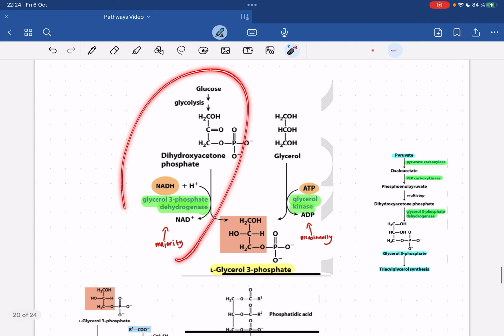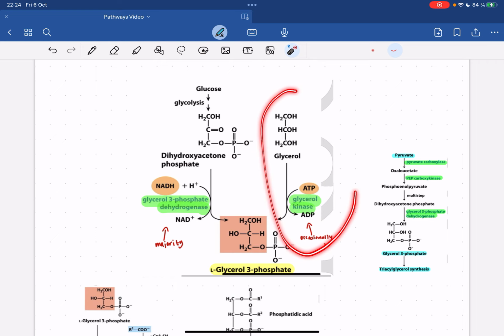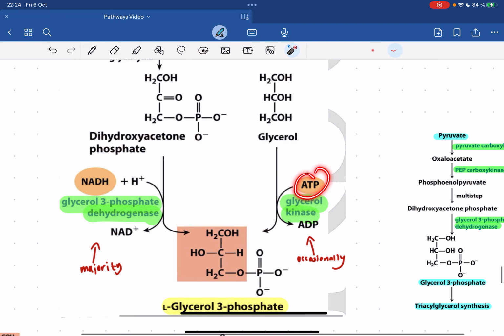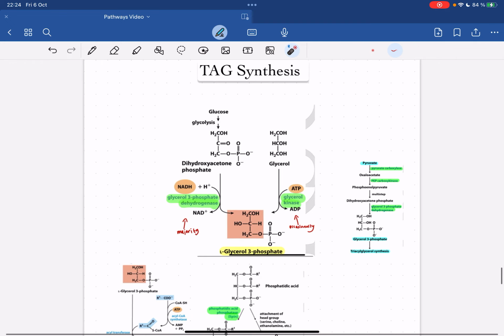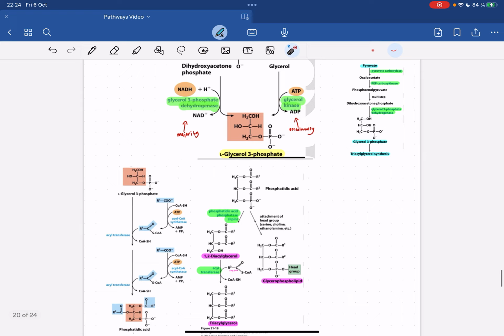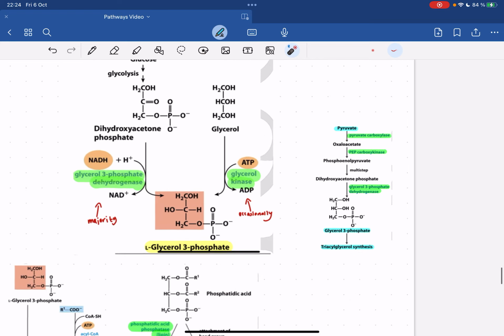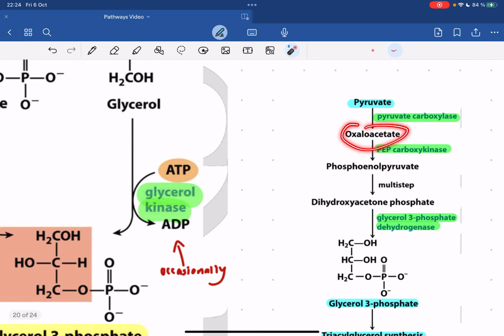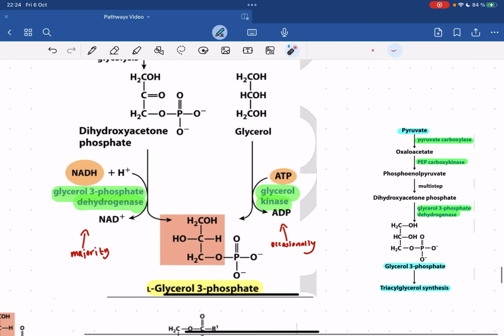And this is what we use majority of the time. This is what we use occasionally, even though this is more energy conserving because it only uses 1 ATP instead of using 2.5 ATP. We're actually using this more often. This also goes to show exactly how it works. Pyruvate goes into oxaloacetate, phosphoenol pyruvate, dihydroxyacetone phosphate, and then finally into glycerol 3-phosphate, which can go into tag synthesis.